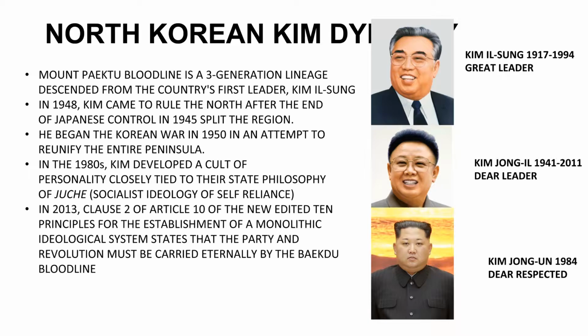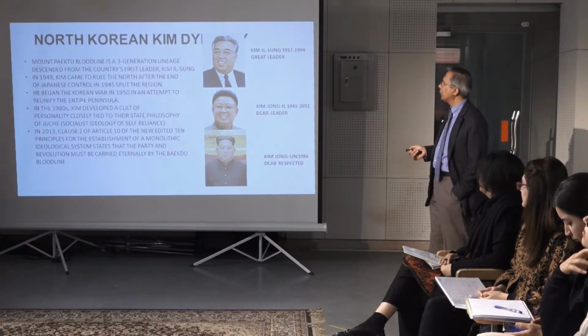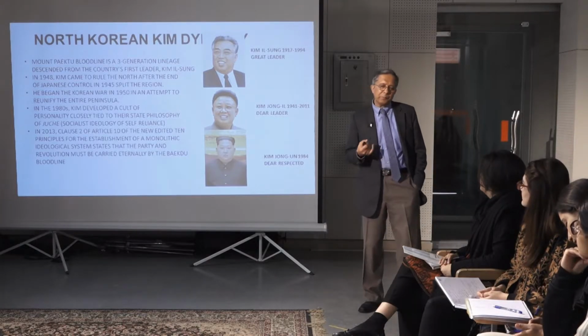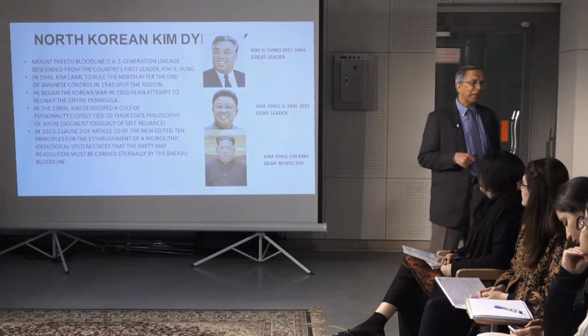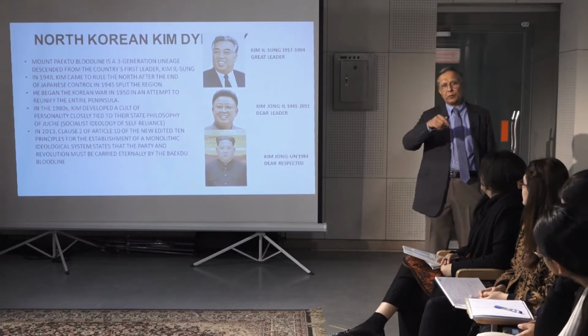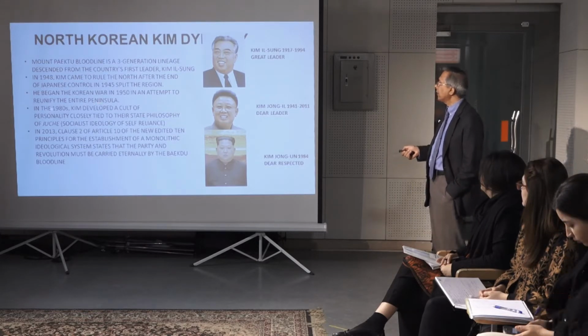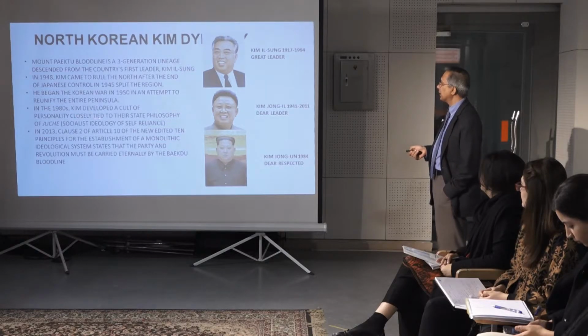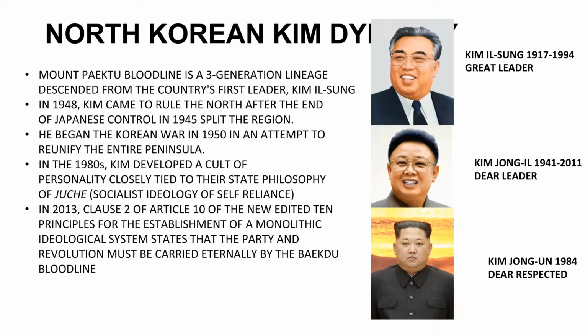In 1948, Kim came to rule North Korea after the end of Japanese control in 1945, after the region had been split. He began the Korean War in 1950, an attempt to reunify the entire peninsula. You have to read a lot to agree or disagree with this statement, but Kim Il-sung thought that we could reunite both Koreas. In the 1980s, Kim developed a cult of personality closely tied to their state philosophy of Juche, a socialist ideology of self-reliance. And we talked about Mao's ideology of self-reliance also. So this is their state ideology.